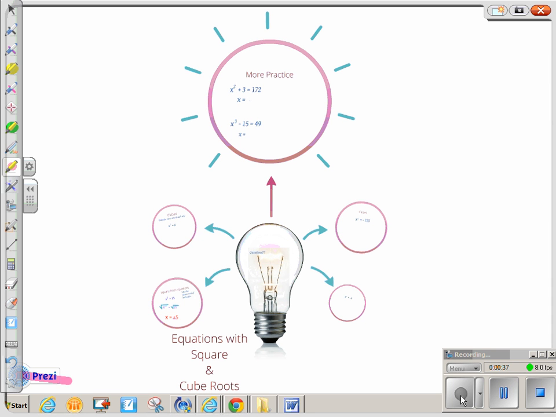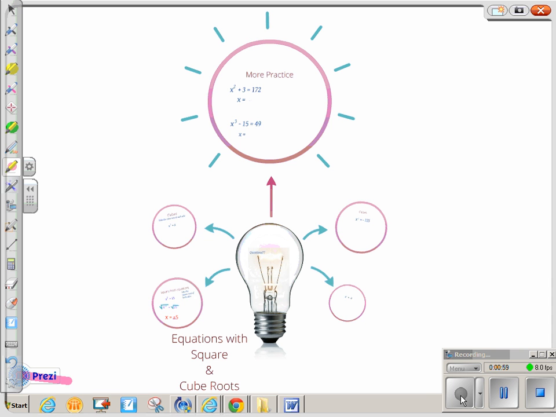So equations with square roots and cubed roots. Also, your I can statement today is I can solve equations with perfect square and cube roots in the form x squared is equal to p and x cubed is equal to p. All that means is that you're going to be trying to solve for x in both cases. So let's look at our first bubble.